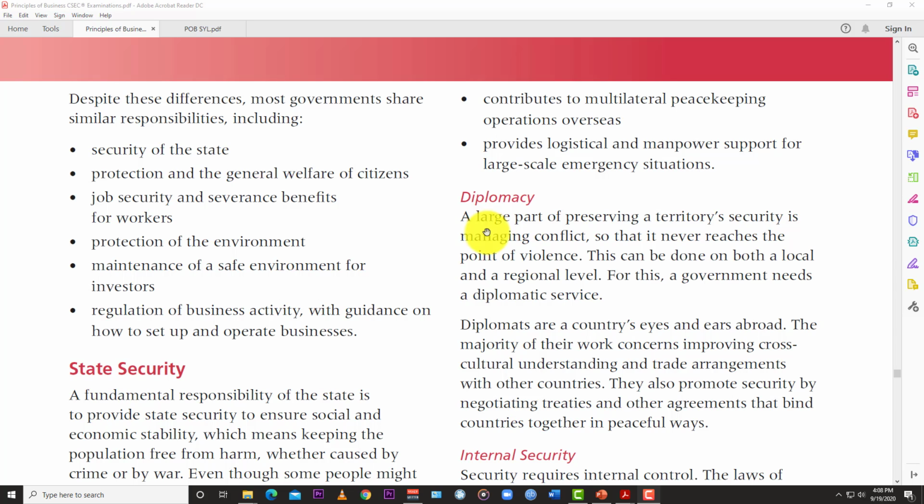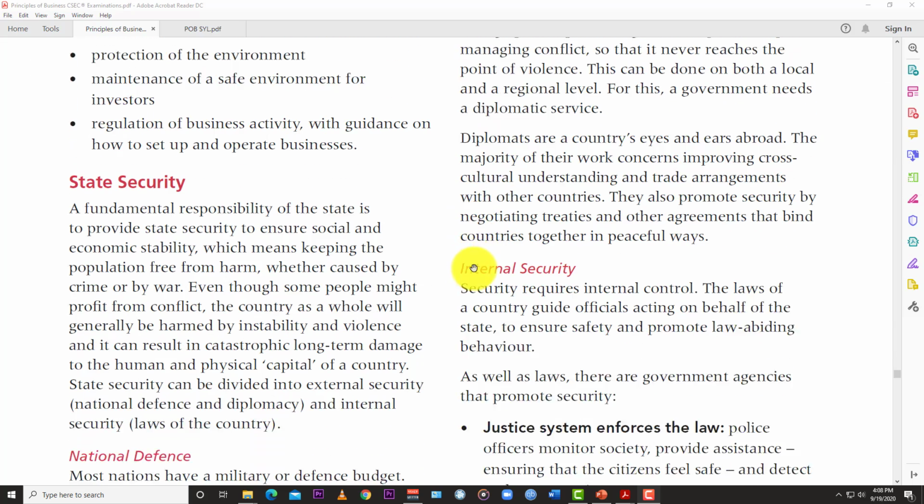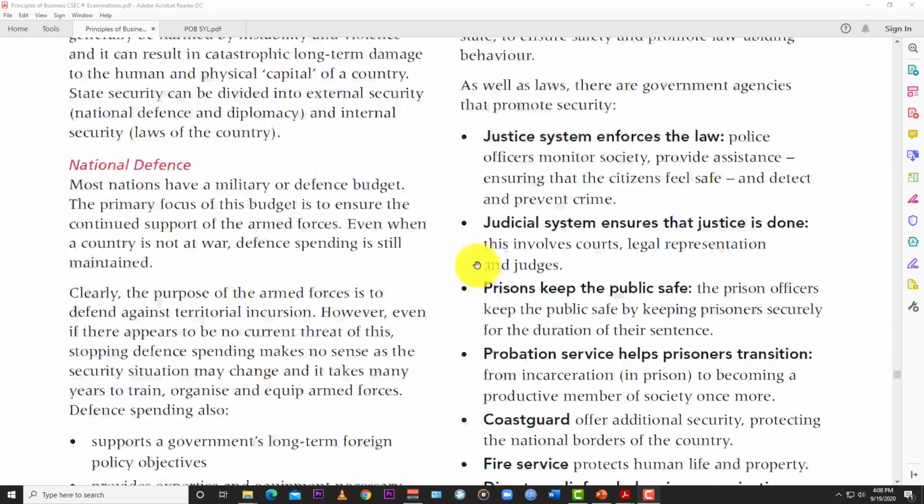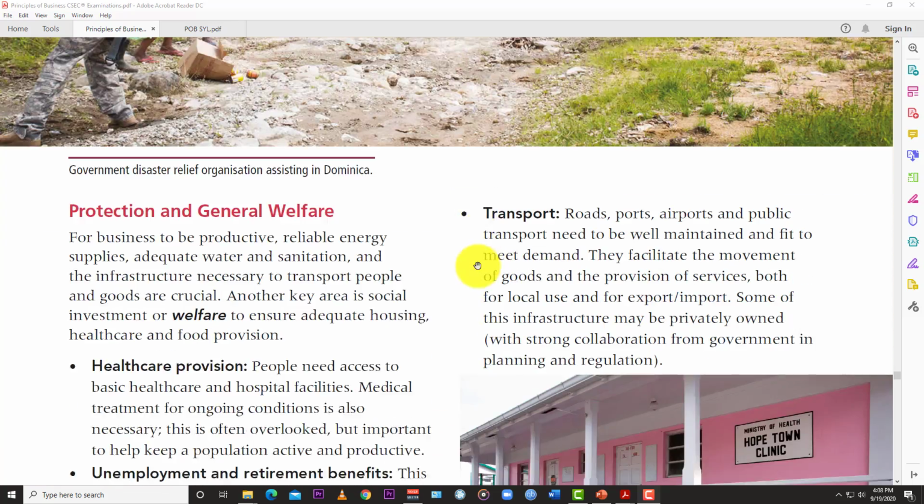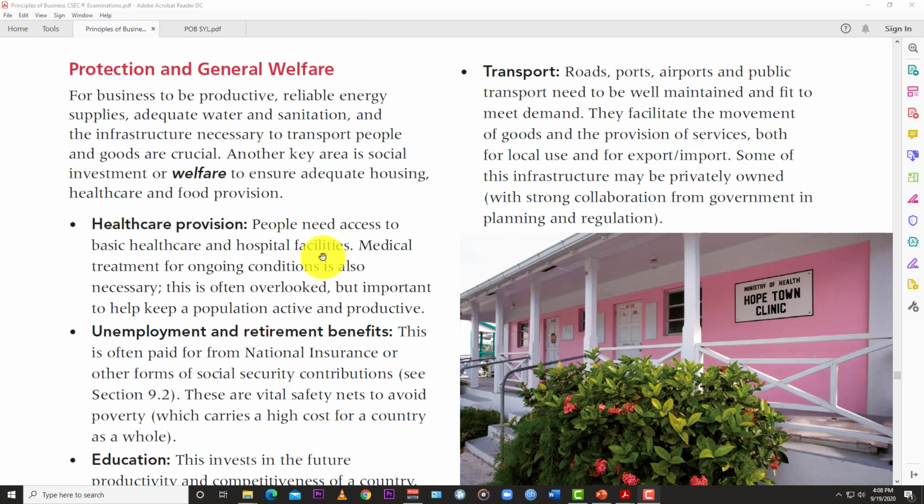The government is the one who handles both internal and external security. So those are responsibilities of the government. So you have your ambassadors and things like that. All right. Then, of course, the government has to protect the general welfare of its citizens.